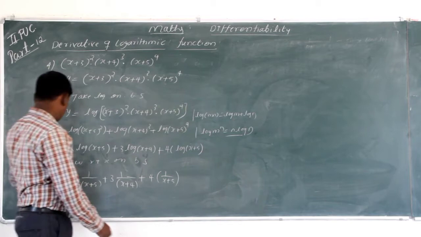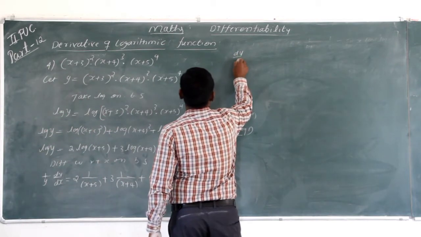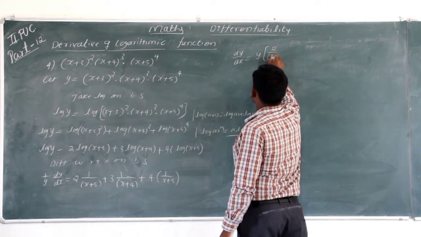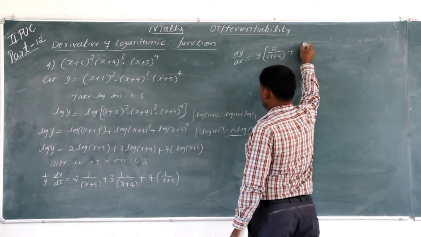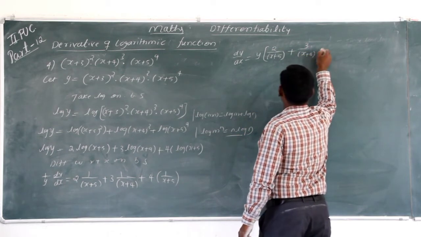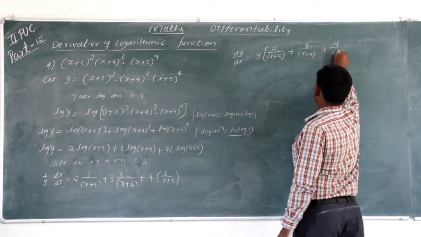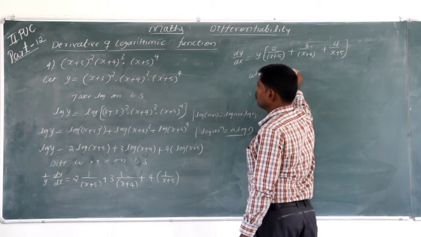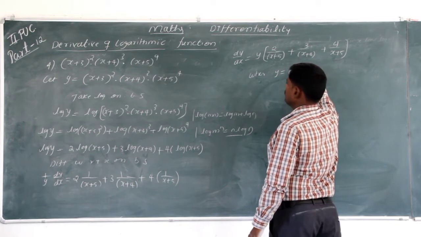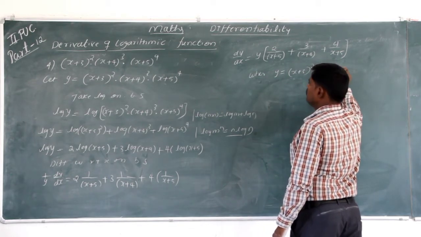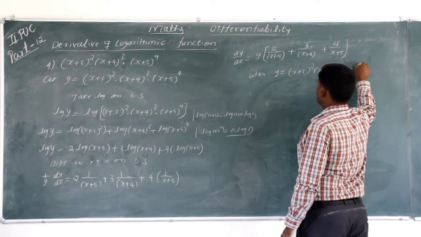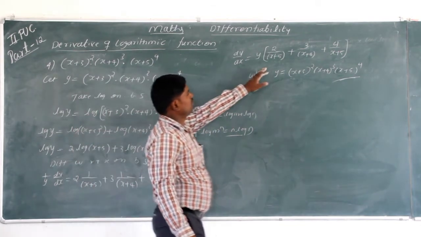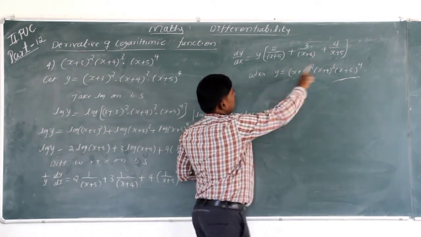So take y here. So dy by dx is equal to y into 2 divided by x plus 3, plus 3 divided by x plus 4, plus 4 divided by x plus 5. Okay, so first one should write where y is equal to x plus 3 whole square, x plus 4 whole cube into x plus 5 whole to the power of 5. So this is the derivative of the function. Okay. You can simplify it or keep it as it is.